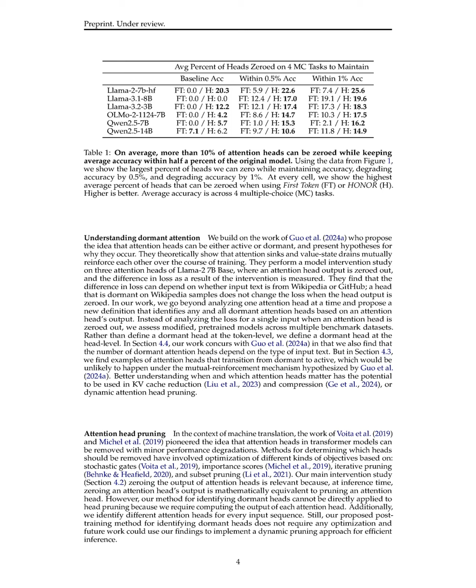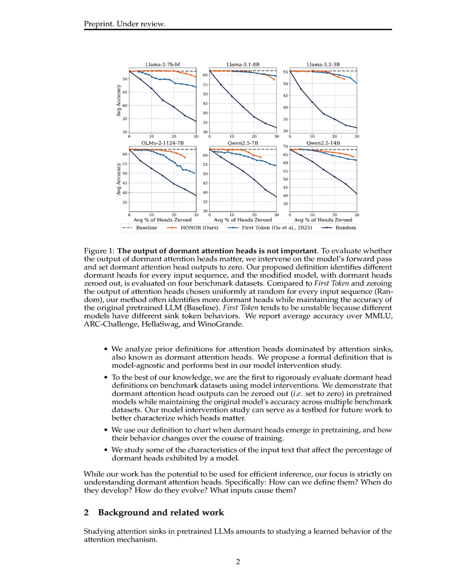Our method of analyzing dormant attention heads aims to address the issue of identifying attention heads in large language models, LLMs, that contribute minimally to the model's output, thereby allowing for potential model optimization without sacrificing performance. Specifically, we propose a formal definition of dormant attention heads, termed Honor, which quantifies head outputs based on their contribution relative to other heads in the same layer.